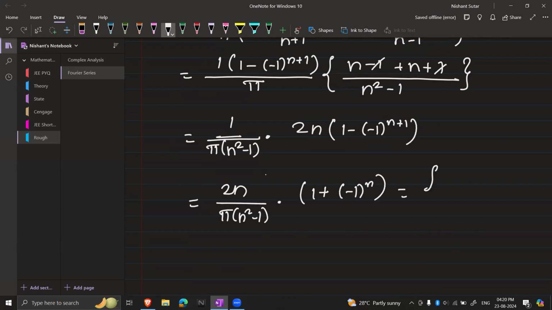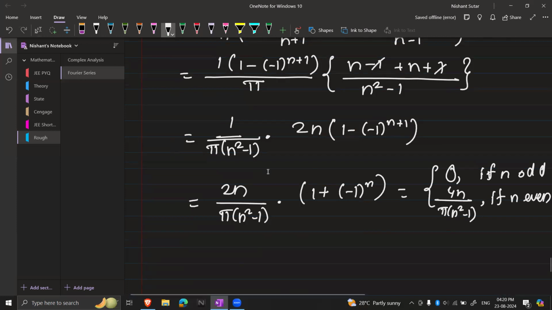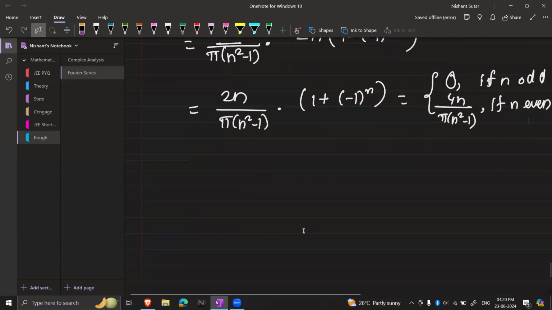So this quantity is 0 if n is odd, and it is 4n upon pi n square minus 1 if n is even. So you can write down the Fourier series. You just need to write the even terms.